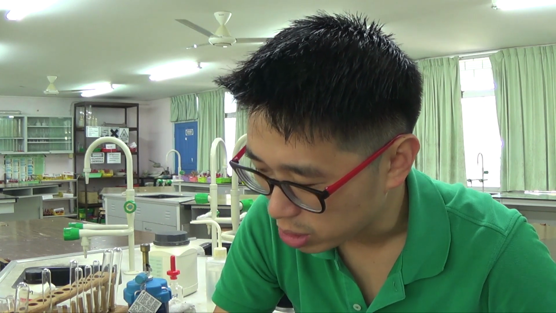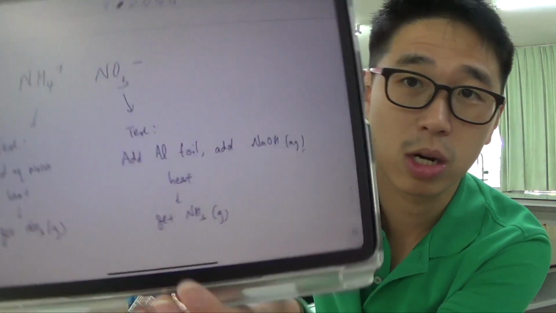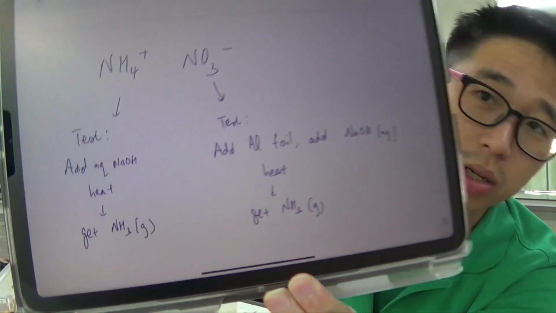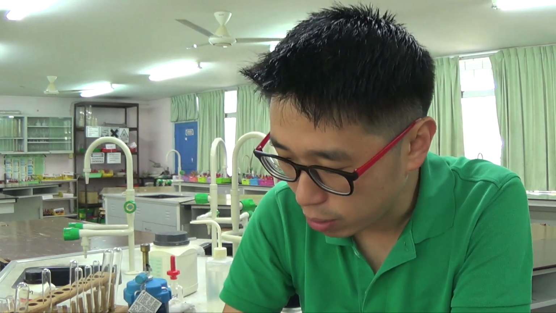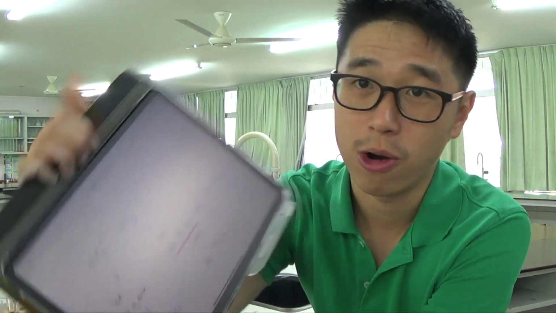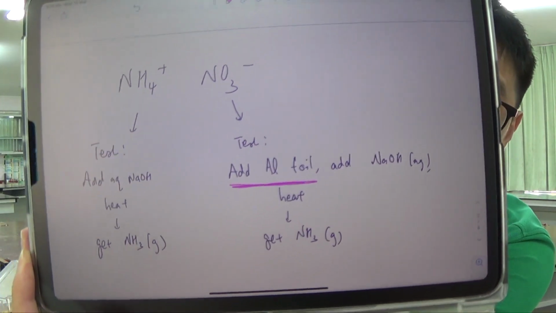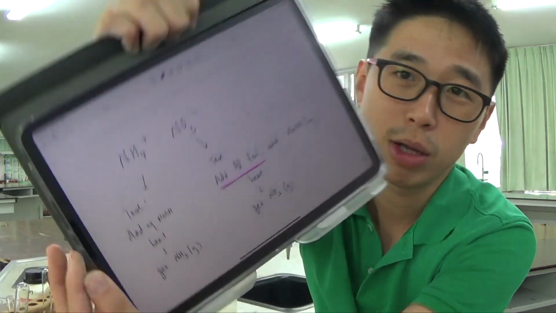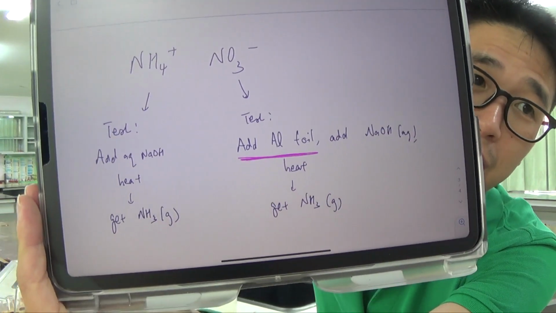So this is why this question is very tricky, because just because you get ammonia gas, how can you ensure that the ammonia gas you get is from the ammonium ion versus the nitrate ion? As you can see, the main difference here really is adding the aluminium foil. For the nitrate ion, without the aluminium foil, it does not give you the ammonia gas. But for the ammonium ion, without the aluminium foil, it already gives you the ammonia gas.